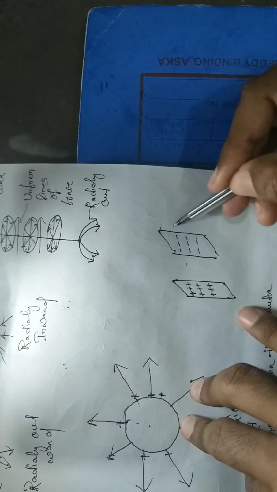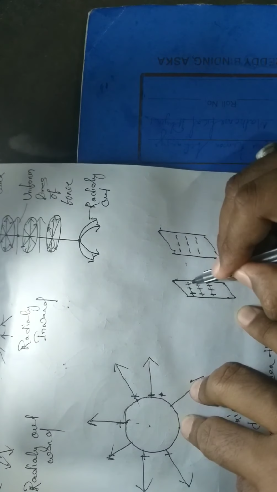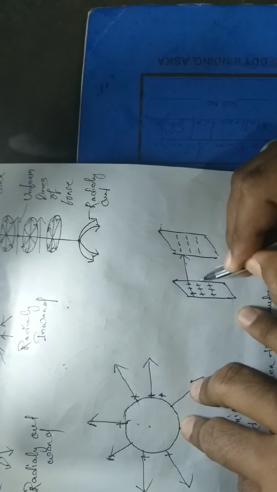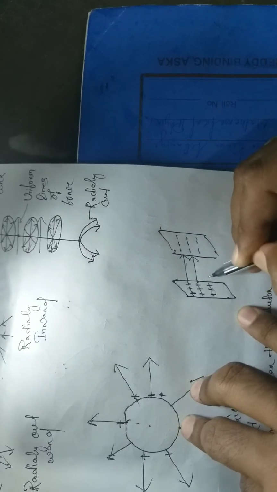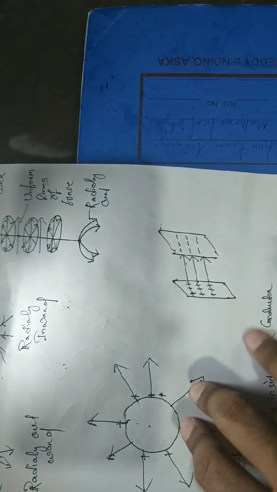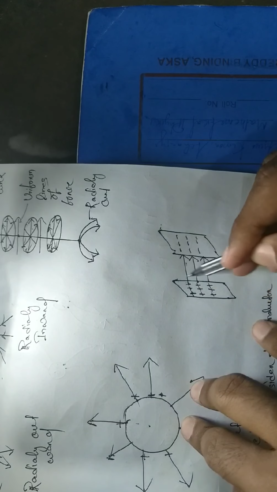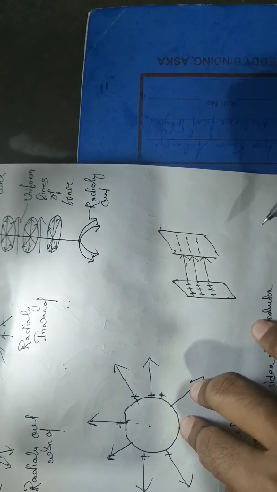The same thing happens on the negative charge. So that's why the electric field lines move parallel in nature from one plane sheet to the other plane sheet, because the charges are uniformly distributed on the surface of the conductors.